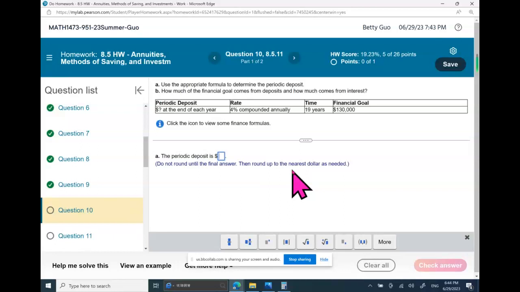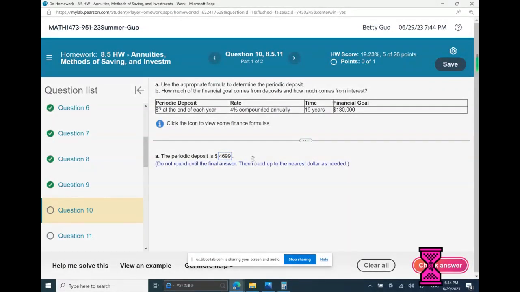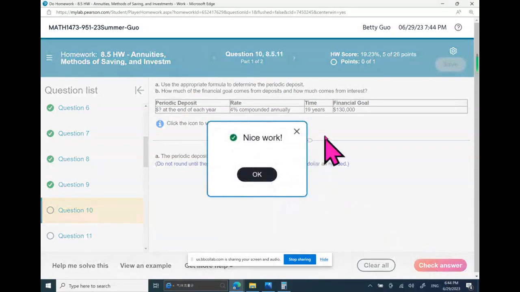Remember the decimal you just wrote down is 4698.0203. By the normal rounding rule, we're supposed to round it down, but no, because here it says round up to the nearest dollar. So the correct answer is going to be 4699. Many students mess this up. Even though I have stressed that over and over again, they don't listen. I don't get it.